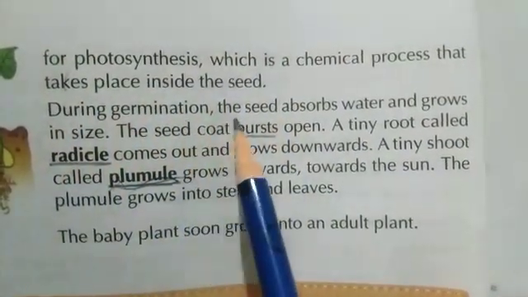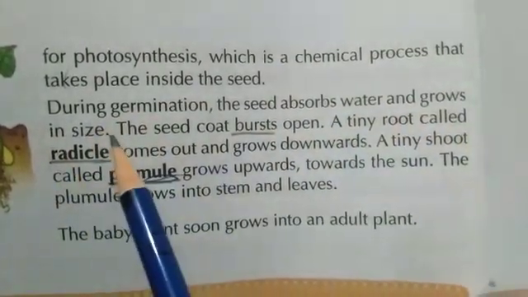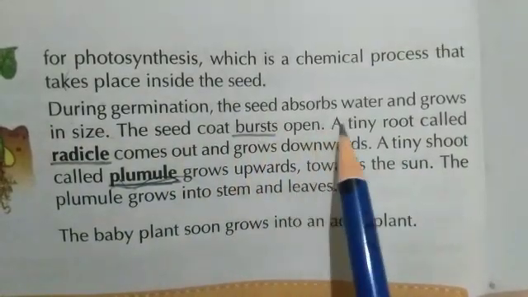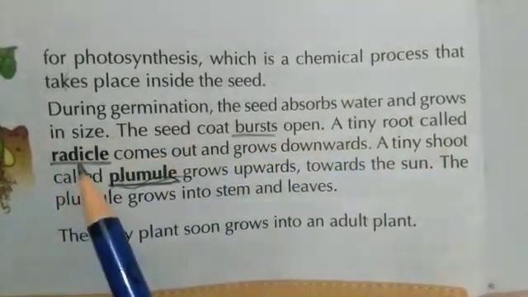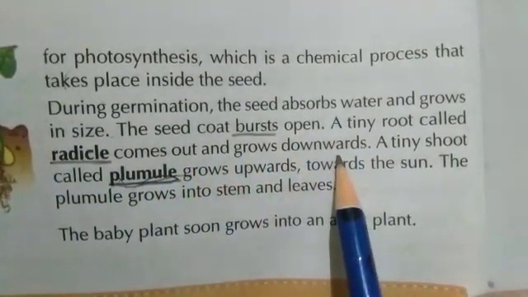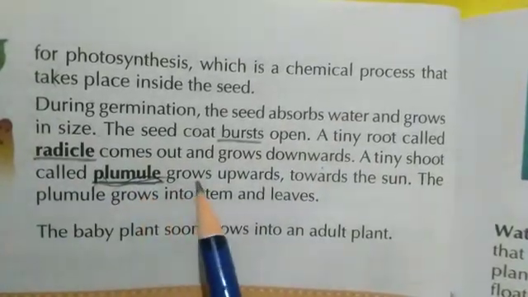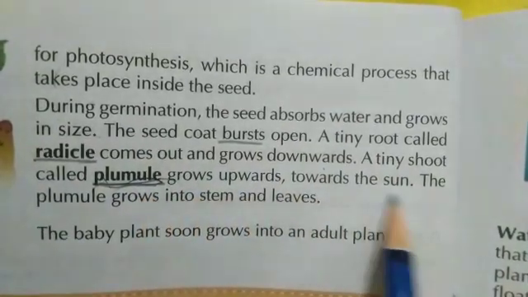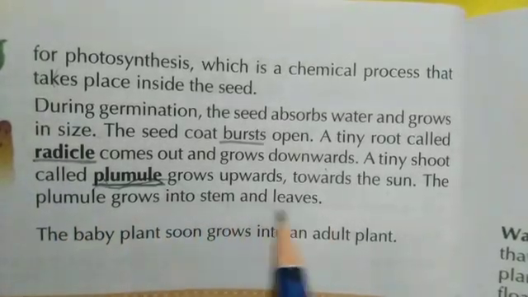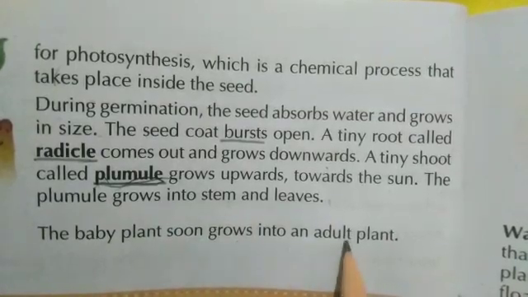During germination, the seed absorbs water and grows in size. The seed coat bursts open. A tiny root called radicle comes out and grows downwards. A tiny shoot called plumule grows upwards towards the sun. The plumule grows into stem and leaves. The baby plant soon grows into an adult plant.